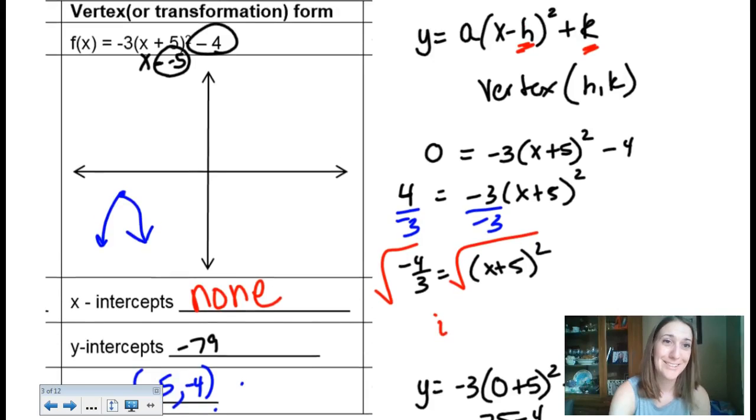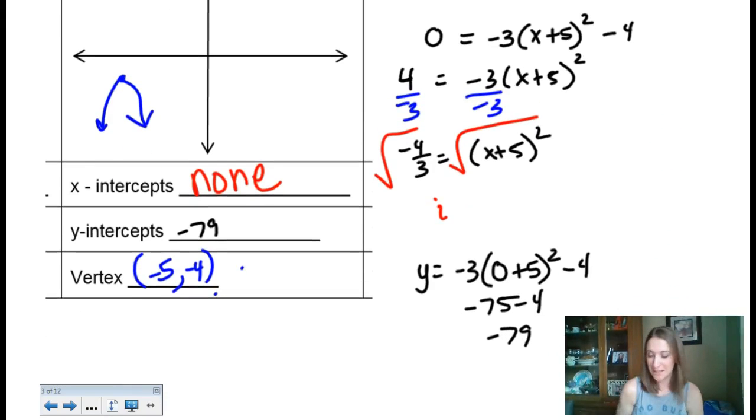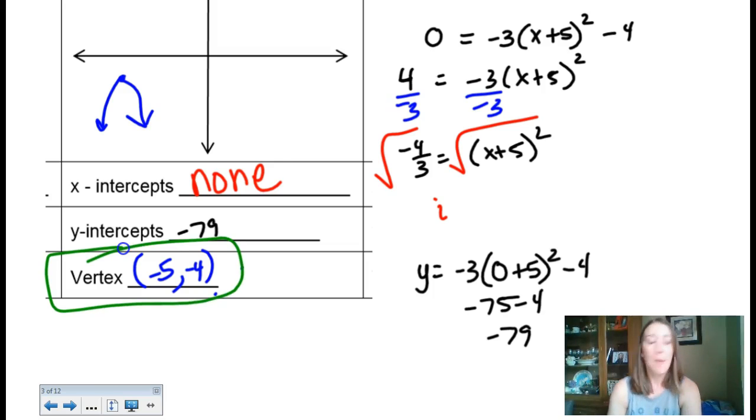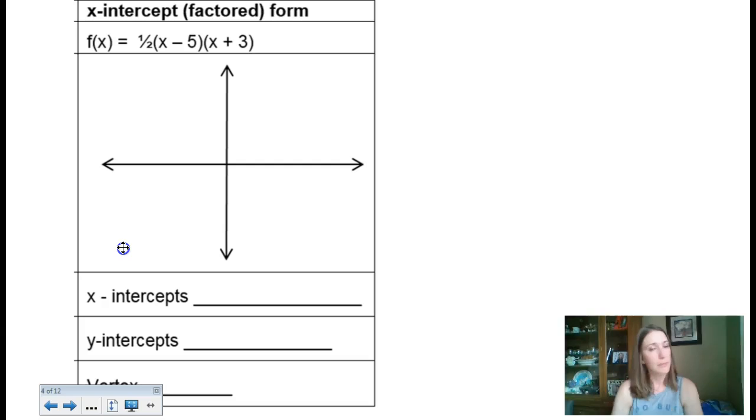The point there is, in vertex form, the easiest thing to find for us, the thing that requires the least amount of work, is the vertex. But I could find the other components if I needed to.